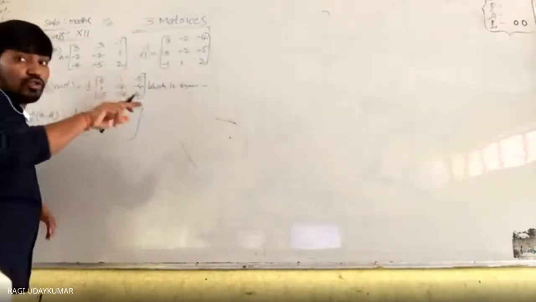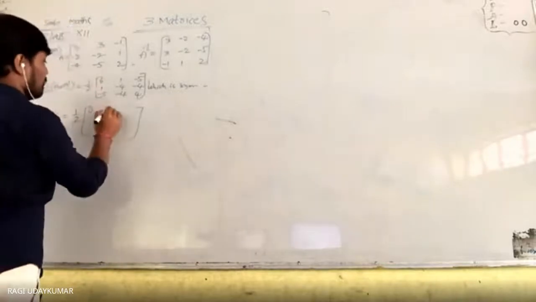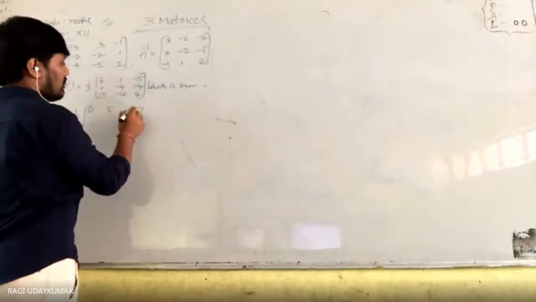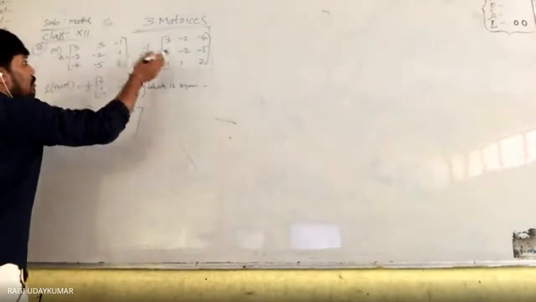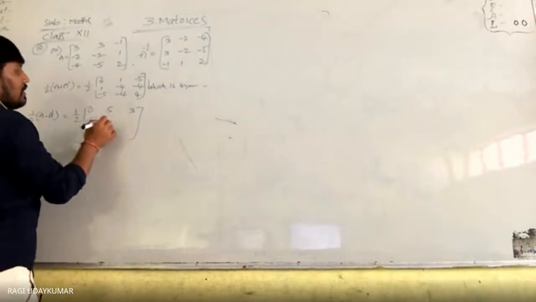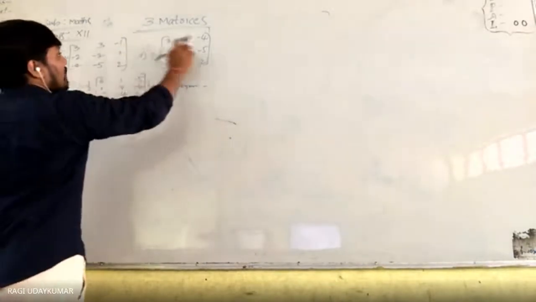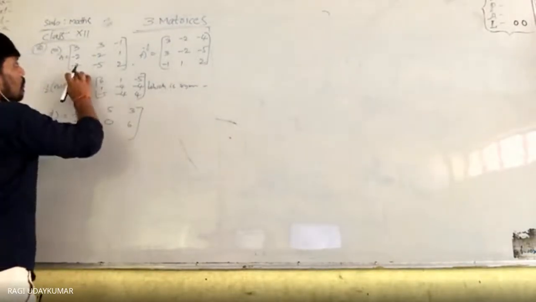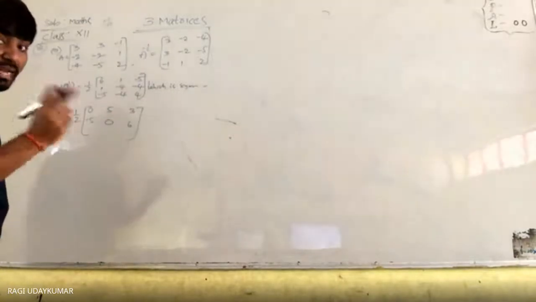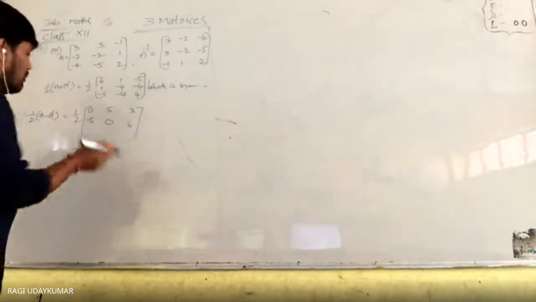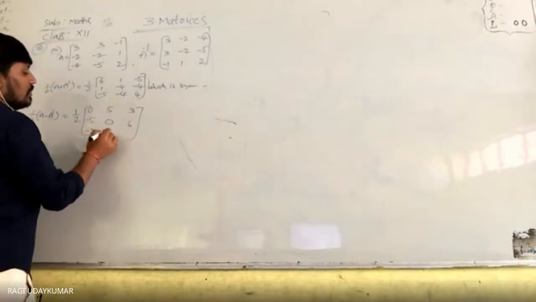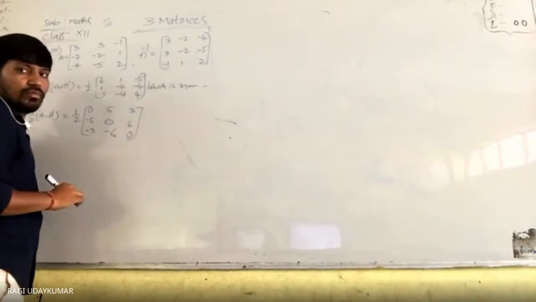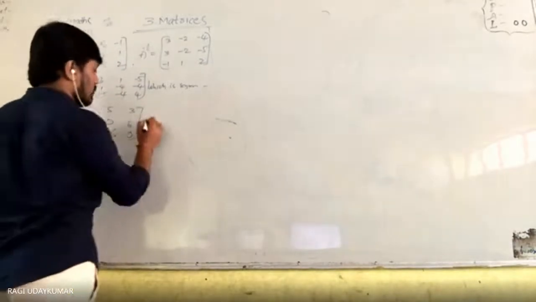3 minus of minus 2, so 3 plus 2 is 5. 1 minus of minus 4, 1 plus 4 is equal to 3. Minus 2 minus 3, so minus 5. This will become 0, these two are the same. 1 minus of minus 5 means plus, so 6. 4 minus of minus 1 means minus 4 plus 1, so minus 3. Here it will be minus 6. Yes, 2 minus 2 is 0. This is the skew symmetric matrix.